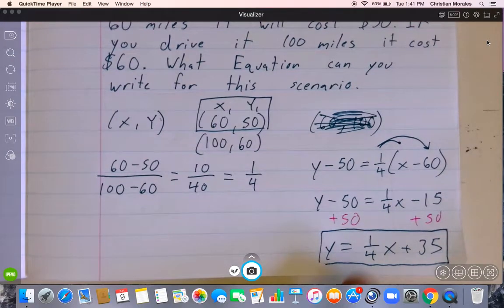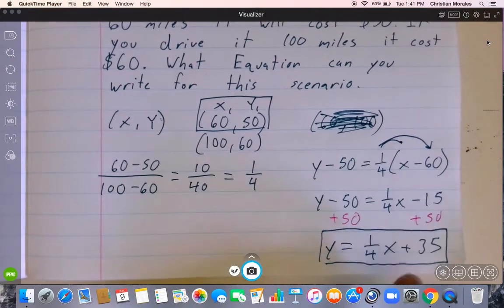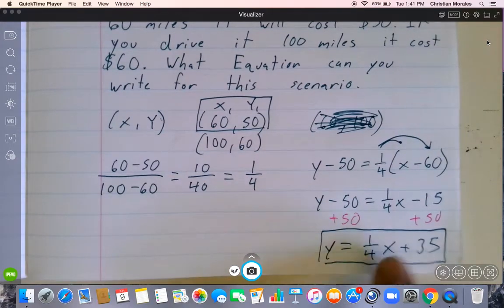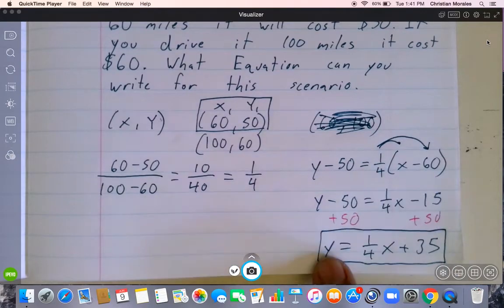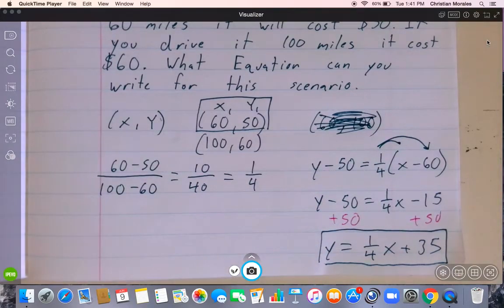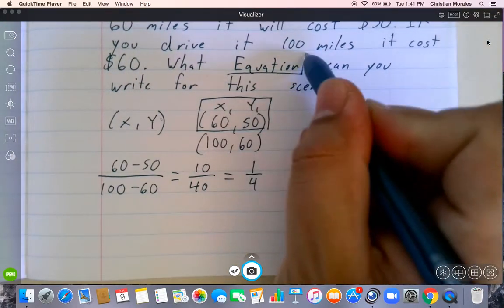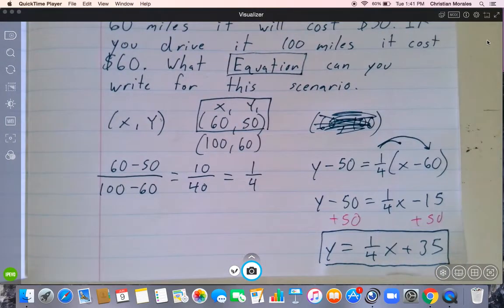And remember, it costs 25 cents a mile? Yeah, this is the same thing, except it's using a fraction instead of a decimal. But guys, both of these are correct answers. This is just written in point slope, and this is written in slope intercept. So either of these is an equation that you can use to represent the answer. And that's point slope.